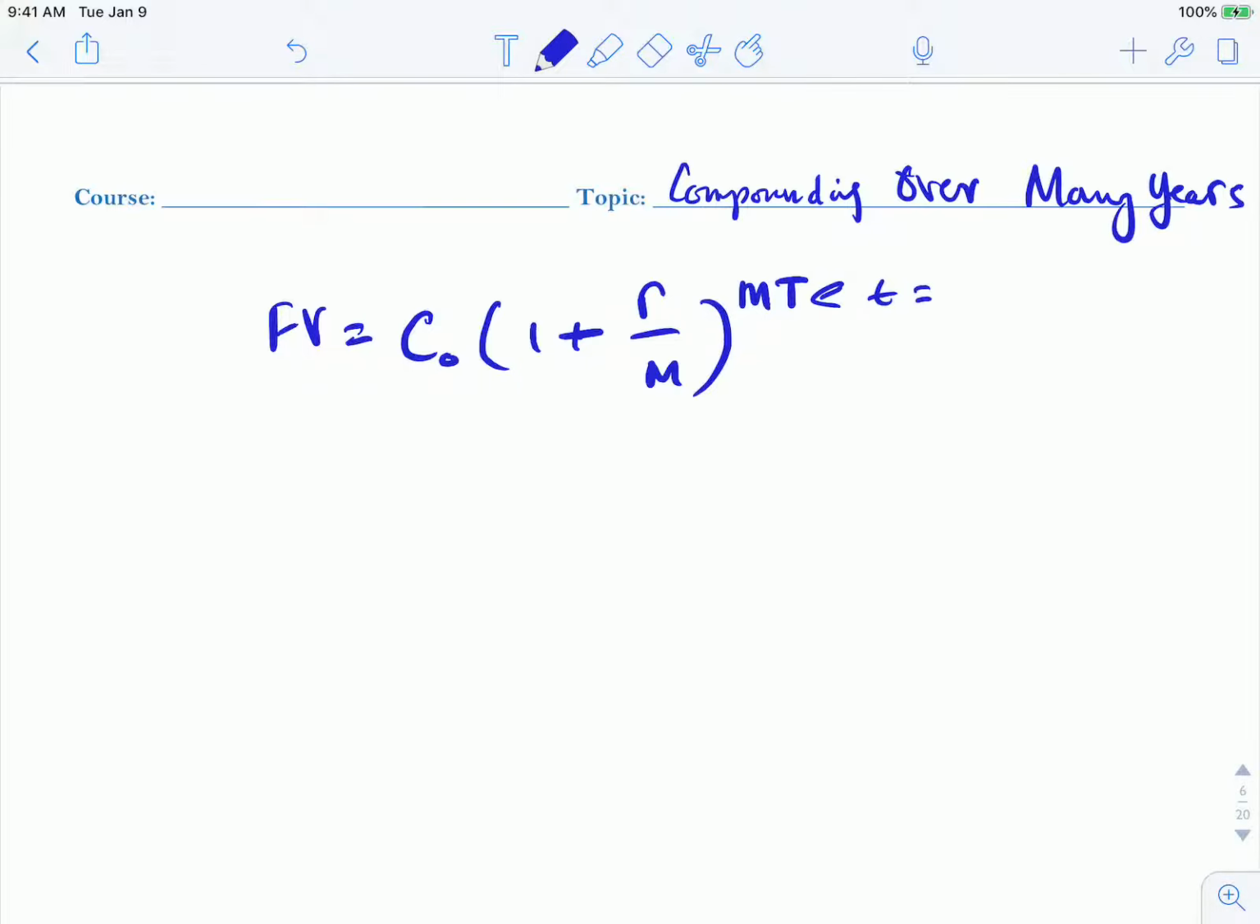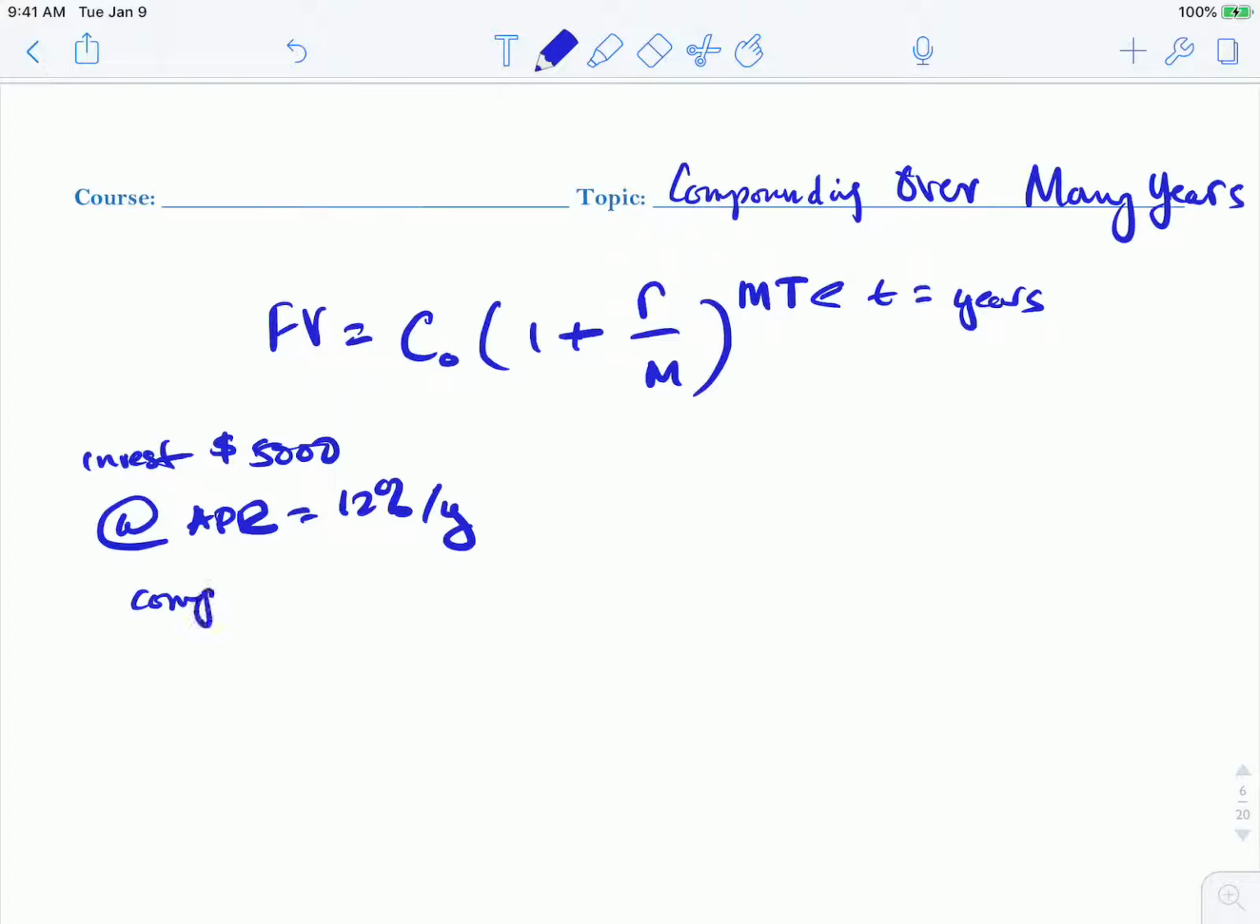T equals years into the future. So for example, if you invest $5,000 today at an APR of 12% per year, and it's being compounded quarterly, for 5 years, what is the wealth?